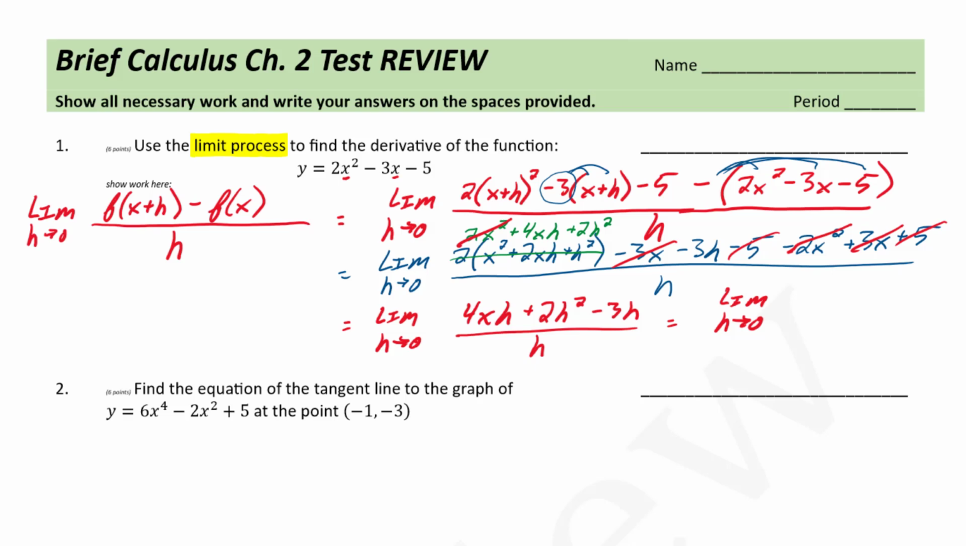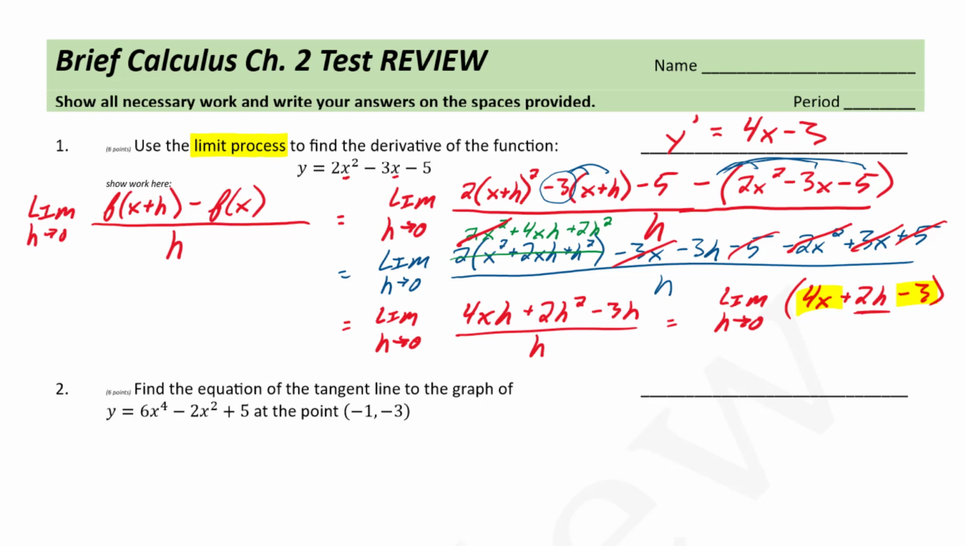If I split this fraction up into 3 separate terms, 4xh over h leaves me 4x, 2h squared over h leaves me 2h, and then negative 3h over h just leaves me a negative 3. If I now plug in 0 for all of the h's, it looks like this middle term is the only one that would cancel out. So for this one, my y prime on the answer blank is just going to be the 2 terms I see there, 4x minus 3. So I'll just say y prime equals 4x minus 3 here on the blank and call it good.